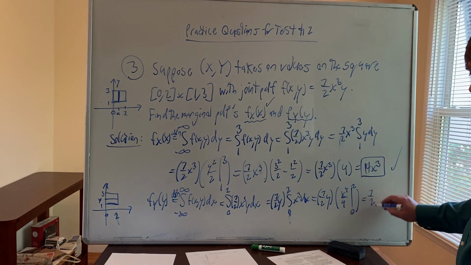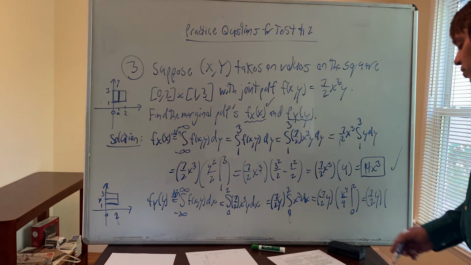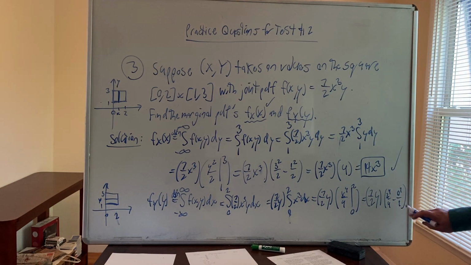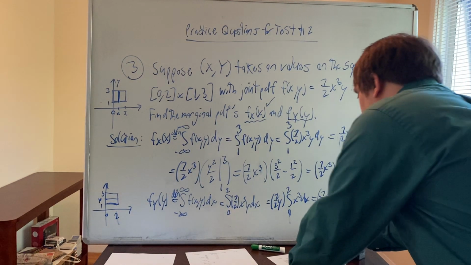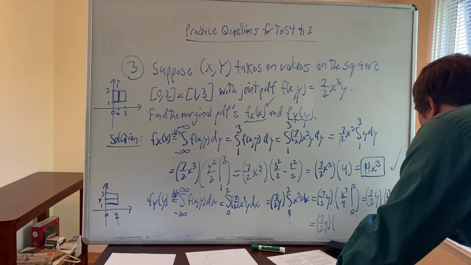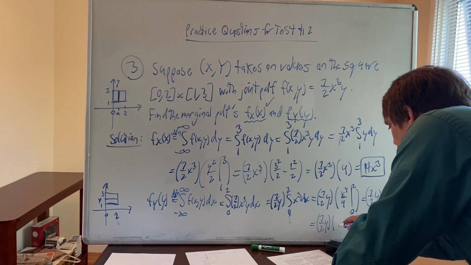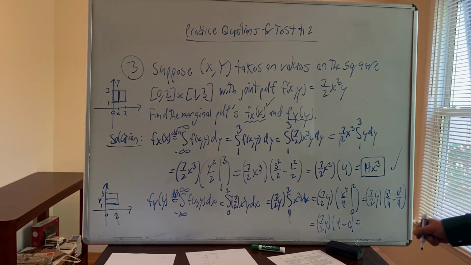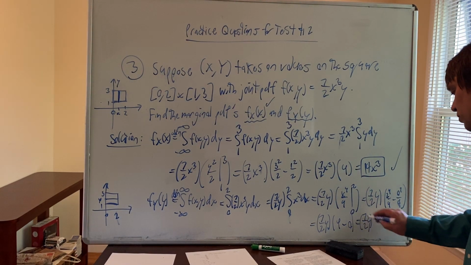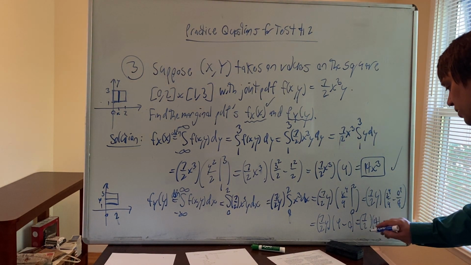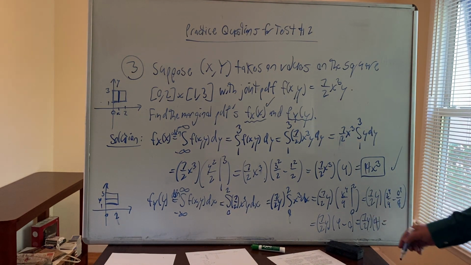And this is equal to 7/2 y times x to the 4th over 4, which is 2 to the 4th over 4 minus 0 to the 4th over 4. And so that's equal to 7/2 y times 2 to the 4th, which is 16. 16 divided by 4 is 4. 4 minus 0 to the 4th over 4 is 4 minus 0. And so this is 7/2 y times 4. Okay, 4 over 2 is 2. 2 times 7 is 14, so that's equal to 14y.